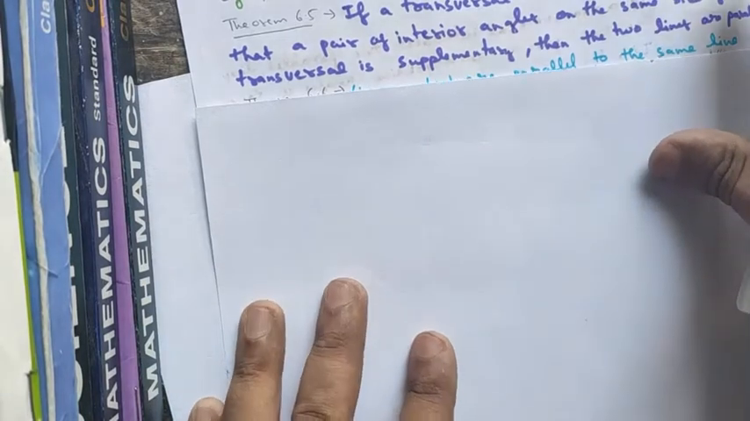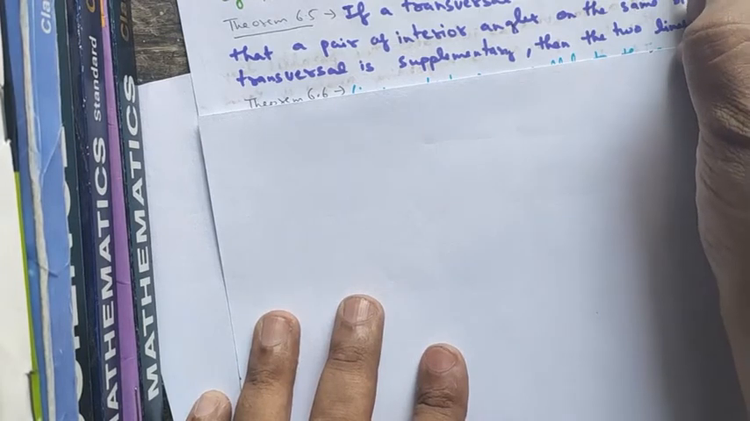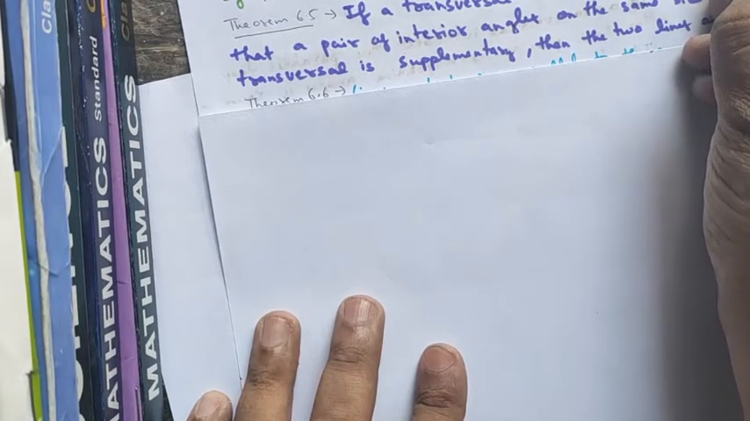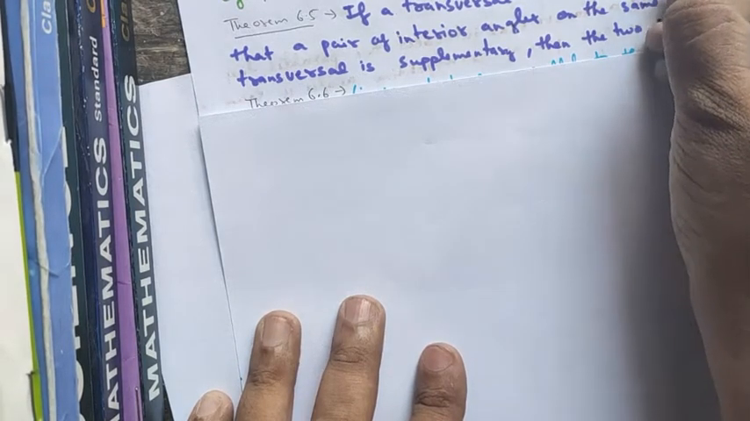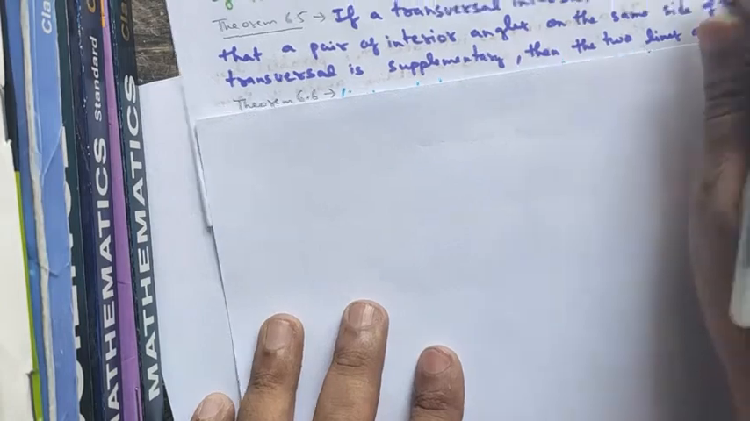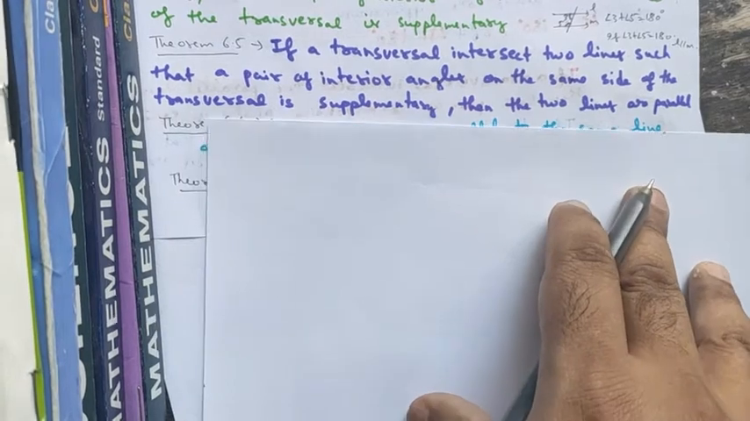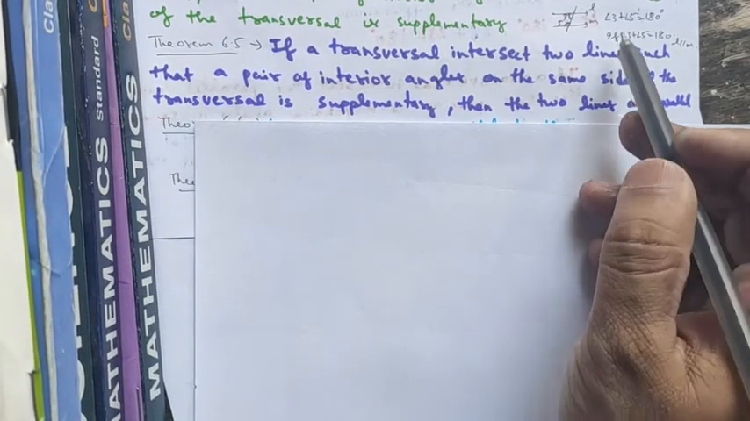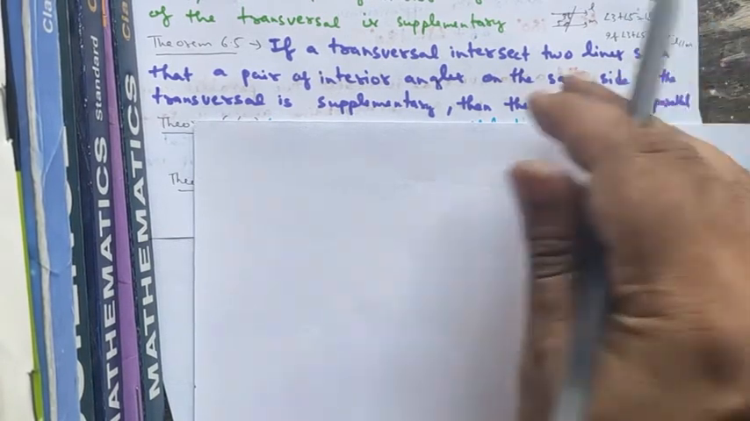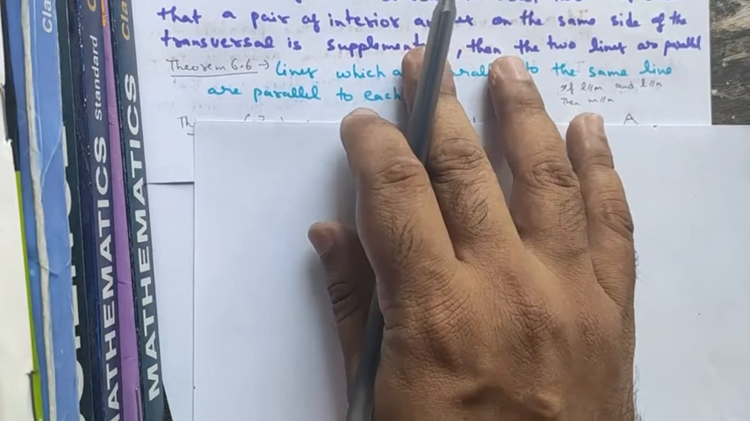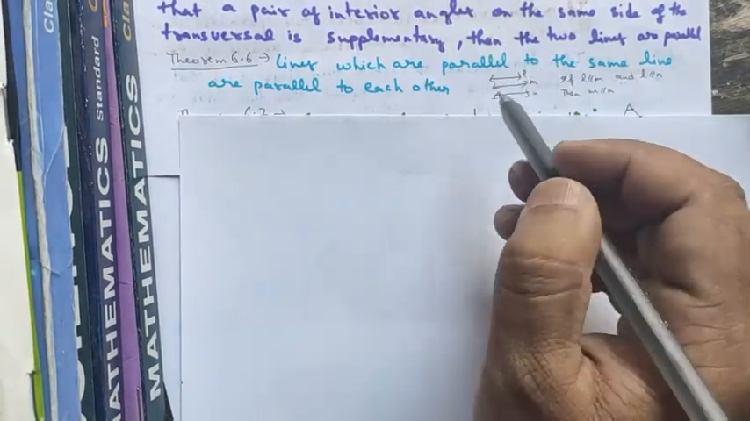Theorem 6.5, the converse of theorem 6.4, that is, if angle 3 plus angle 5 is equal to 180 degrees, then in that case line L and line M will be parallel to each other. Okay, according to theorem 6.5, if the sum of a pair of co-interior angles is 180, then the given lines will be parallel. Theorem 6.6: lines which are parallel to the same line are parallel to each other.